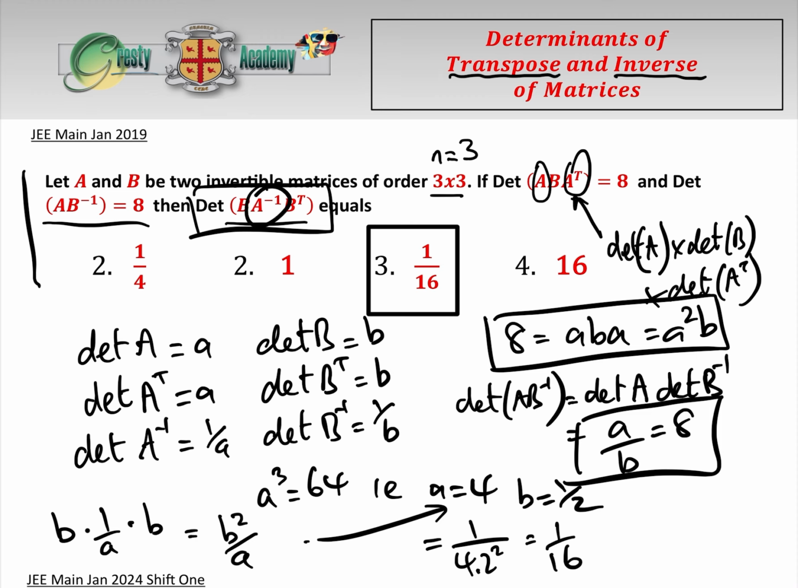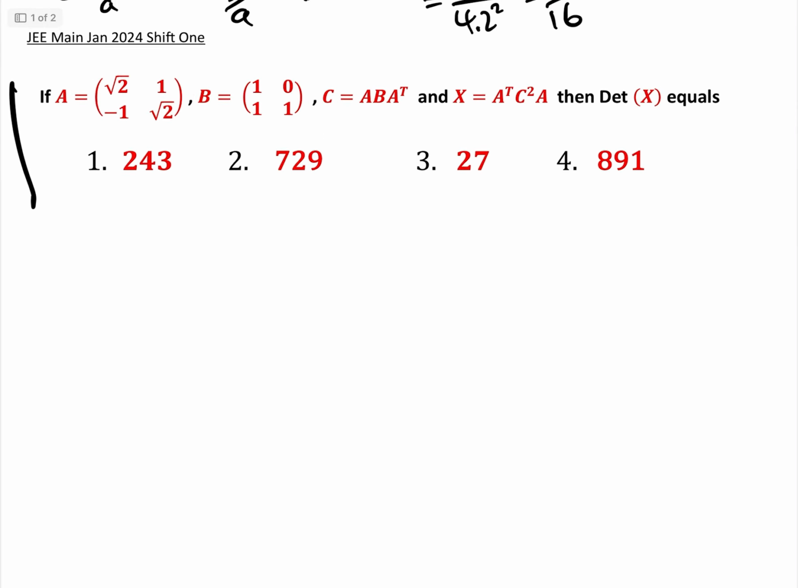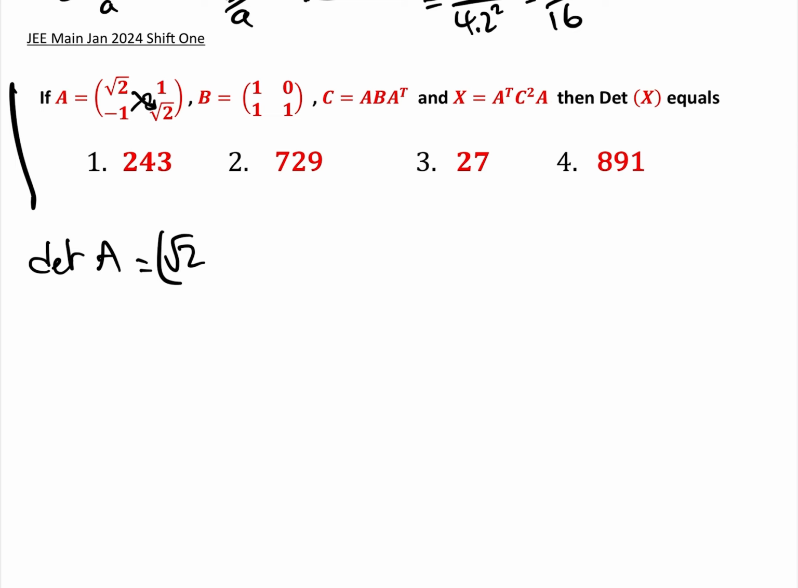Okay, so that's number 1. Number 2 is pretty much the same. Let's have a quick look at it. Just pause the video if anybody wants to do it. Now this one you do at least need to be able to work out the determinant, but the determinant of a 2 by 2 matrix is equal to that times that, take away that times that. So the determinant of A equals root 2 squared minus 1 times 1, which equals 3. And the determinant of B is 1 times 1 take away 0, which is 1.